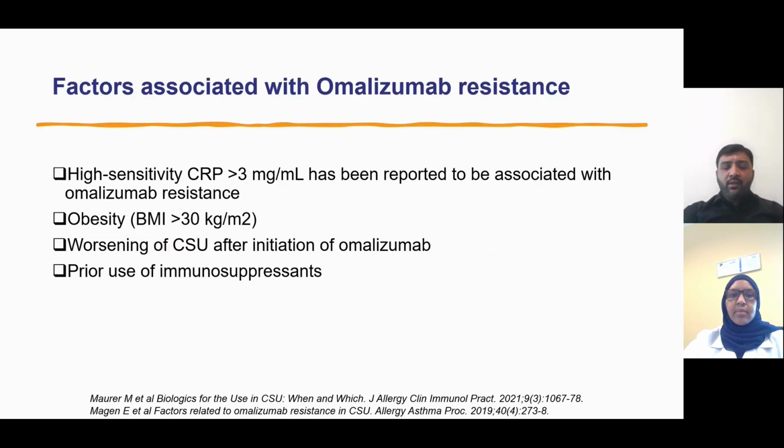There are certain factors that have been found to be associated with omalizumab resistance. These include a high sensitivity CRP more than 3. Obese patients with a BMI of more than 30 have been found to have a low response, or they may require higher doses of omalizumab. A worsening of chronic spontaneous urticaria after initiation of omalizumab and prior use of immunosuppressants have also been associated with non-response or poor response to omalizumab.